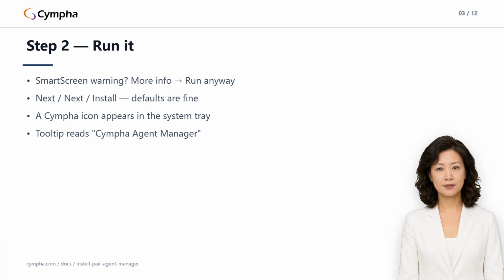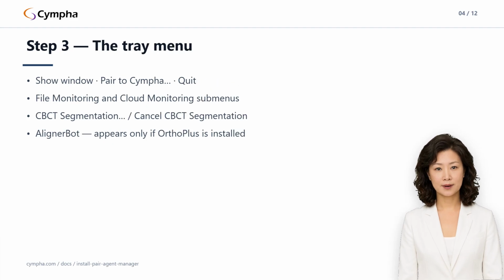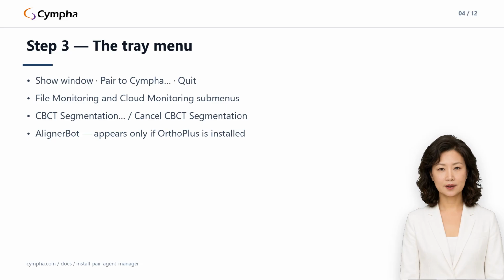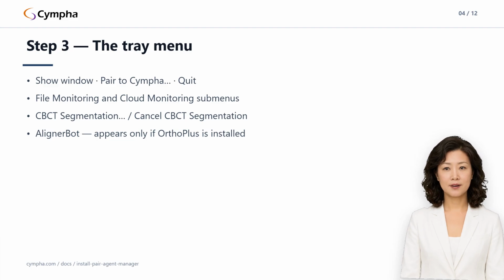File monitoring holds configure folders, start monitoring, and show pending files. Cloud monitoring holds configure workspace, start monitoring, show panel, and reset sync state. Both get a full lecture of their own, so don't worry about the detail now. There are entries for starting and canceling CBCT segmentation. And 1 entry is conditional. The AlignerBot submenu only shows up at all if GuideMia Ortho Plus is installed on this workstation. Its absence isn't a bug.